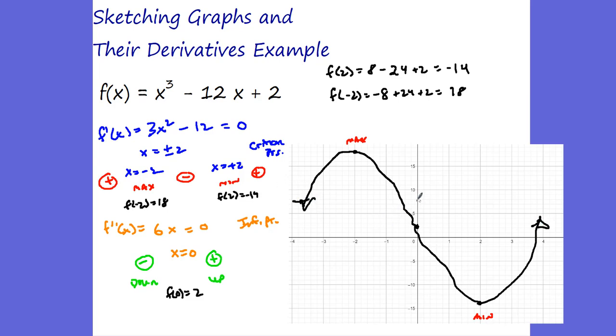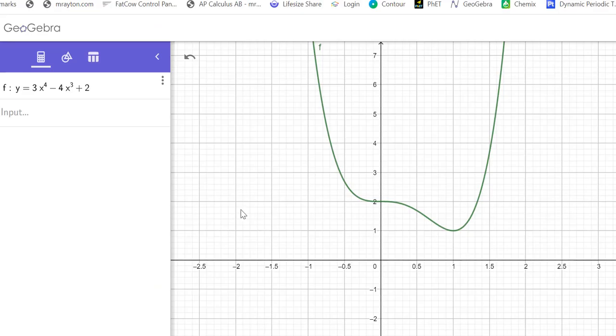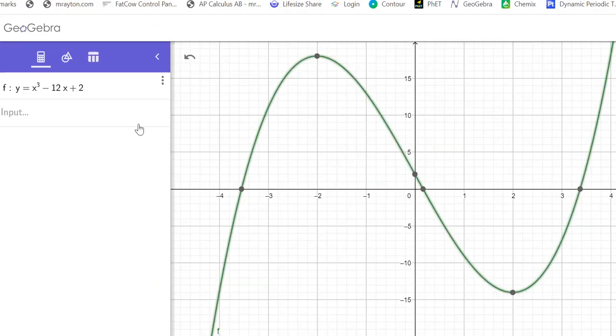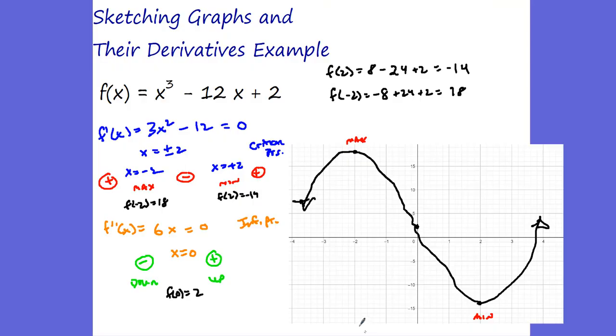Not beautiful, but good. And let's see if this graph holds up. That is exactly what I see. You can see right here at negative 2, I have my max. At positive 2, I have my min. My slopes are going from positive to negative, then from negative to positive. I have an inflection point here at (0, 2), and that showed up in both my first and second derivatives.